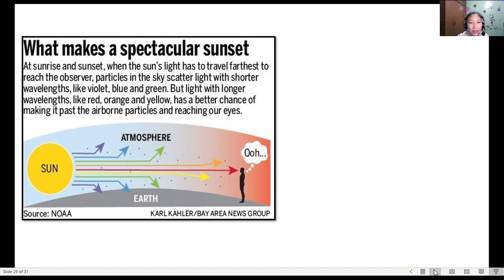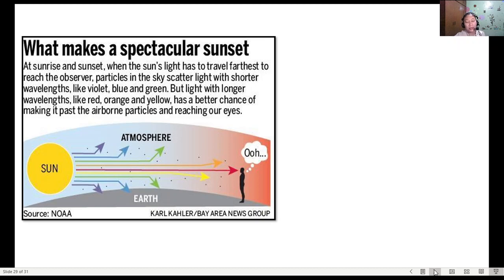Next, how about the sunset? What makes a spectacular sunset? At sunrise and sunset, when the sunlight travels farthest to reach the observer, particles in the sky scatter light with shorter wavelengths like violet, blue, and green. But light with longer wavelengths like red, orange, yellow, has a better chance of making it past the airborne particles and reaching our eyes. So, nakikita nyo dito sa image na nag-scatter na yung ibang colors, pero dahil yung red, yung may pinaka-longest na wavelength, siya yung makakaabot sa mata natin.